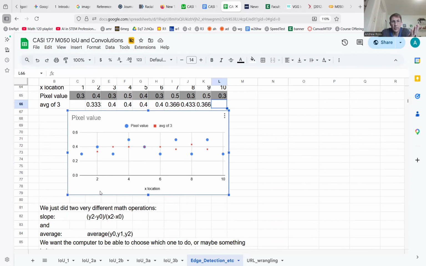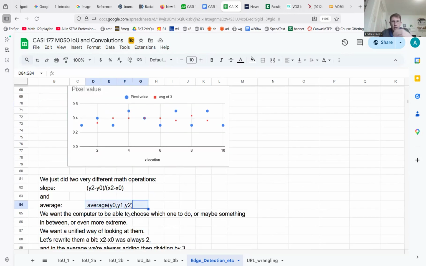So we just did two very different math operations, right? The slope is like subtract, subtract, and divide. It's like a quotient of differences, or difference quotient. And that's to detect edges. To smooth out noise, we took an average, and those two things feel very different from each other. But we'd like the computer to be able to decide which of them to do to give good results in making predictions, or maybe to do something in between or even more extreme. So it'd be nice to have a more unified way of looking at them that would make it easier for the computer to adjust them.